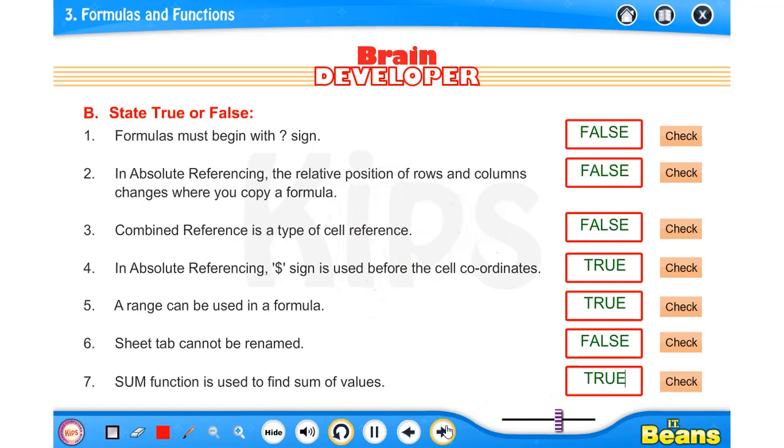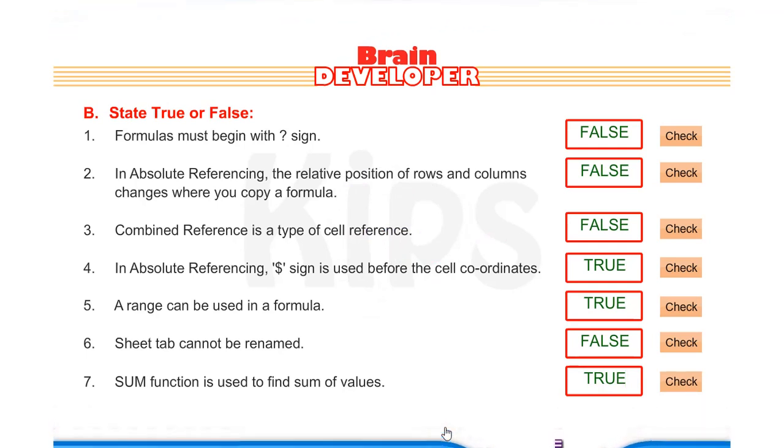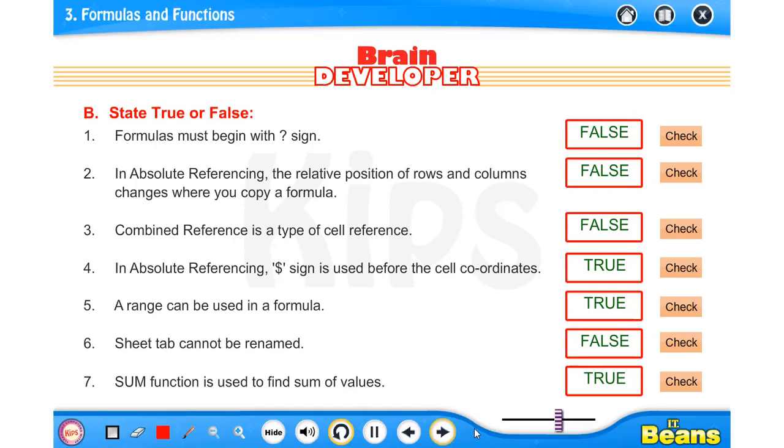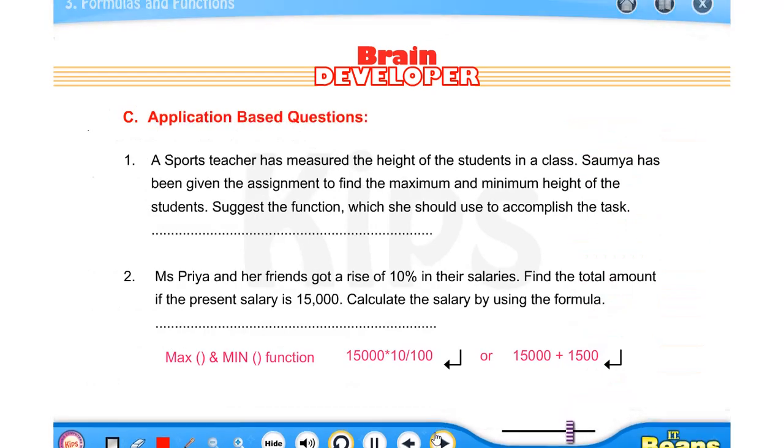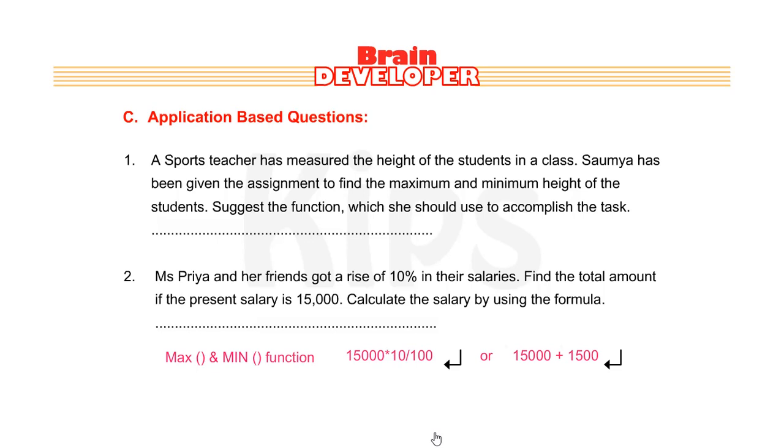Now next one we are doing. So let me repeat the answers of all the true false. Number 1 is false, number 2 is false, number 3 is false. Then number 4 is true, number 5 is true, number 6 is false, number 7 is true. So now let's move to the next part of our exercise. Application based questions.